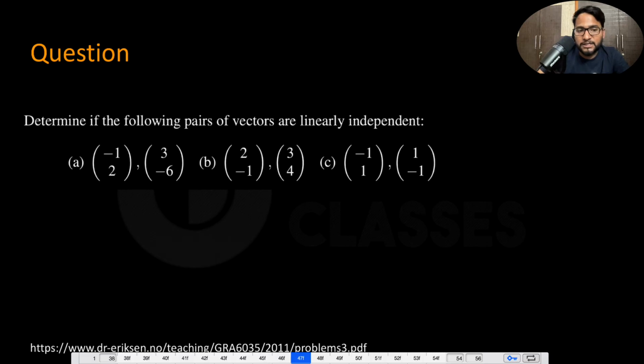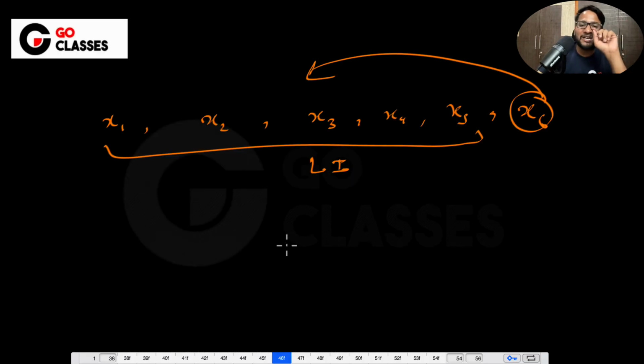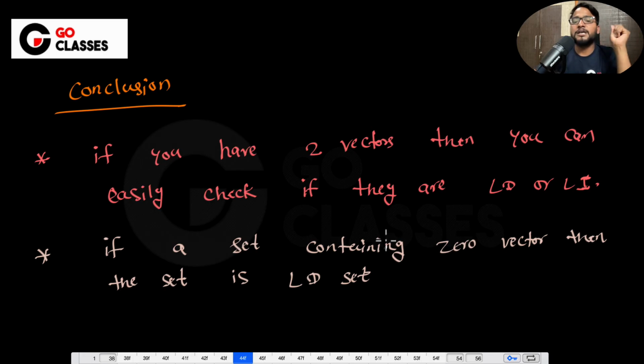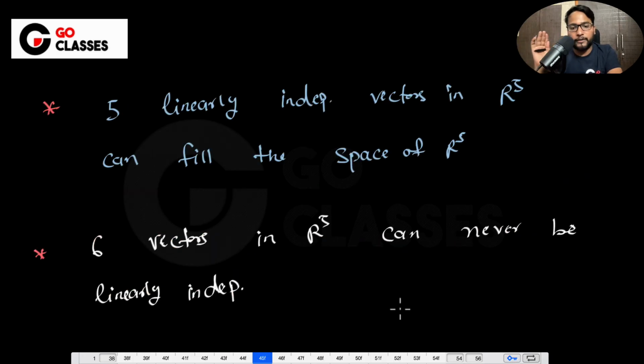Now the first question is saying: determine if the following pair of vectors are linearly independent. Before we solve these kinds of questions, I want to give a disclaimer that we have not seen any formal method of checking whether a set of vectors is linearly dependent or independent. We will see this later, but we have some guidelines. For 2 vectors I can check. If a set contains the 0 vector, then I know. Using those guidelines, we will see if we can do these questions. They will be solvable using just a little bit of the intuition that we have built till now. Don't worry.